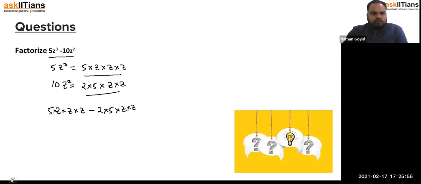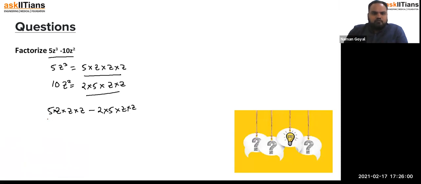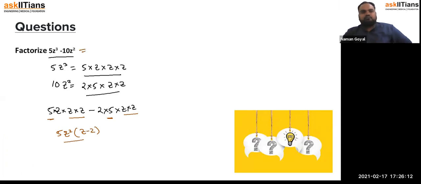Now if you see which term is going to become common, 5 is with this one, 5 is with this one also, 2 z's are there, 2 z's are there, so we can take 5z square common, it will give z minus 2. Okay, so the factorized form of this expression is what? 5z square into z minus 2. Are you getting my point?